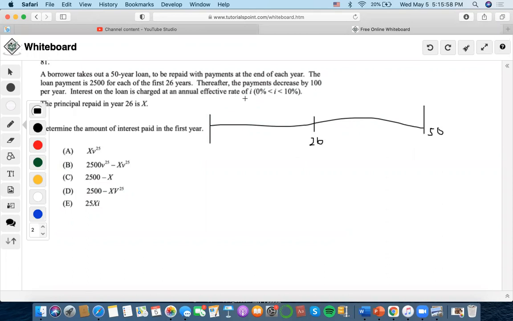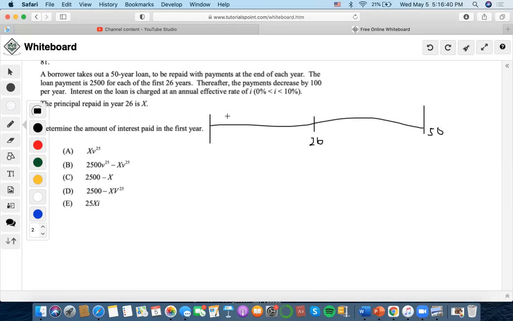Interest on the loan is charged at an annual effective rate of I. Principal repaid in year 26 is X. Determine the amount of interest paid in the first year. Okay, well, to think about the amount of interest paid in the first year, the interest rate is always multiplied by the loan balance to find the amount of interest paid in any year, which means that we need to find out how much of this loan consists of throughout 50 payments and then multiply that by an interest rate to get the interest paid in the first year.